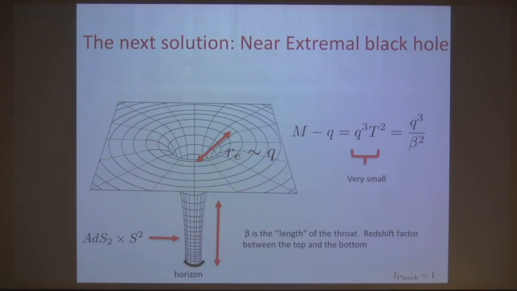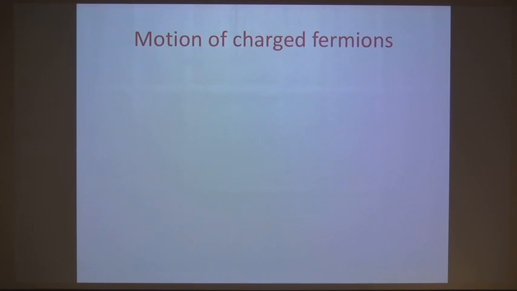We can also express it in terms of the inverse temperature. The inverse temperature is, roughly speaking, the length of the throat. Or more precisely, it is the redshift factor between the top of the throat and the bottom of the throat. Or alternatively, it is the time it takes for a light signal to come from the outside, go down the throat, and let's say we put a mirror one AdS radius away from the horizon, and then it reflects back out. That time, as measured from the outside, is also given by beta. So in that sense, beta is the length of the throat, and it will play an important role later. Okay, so those are the two solutions.